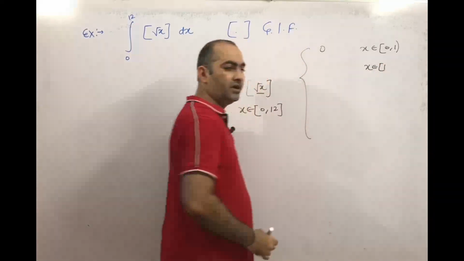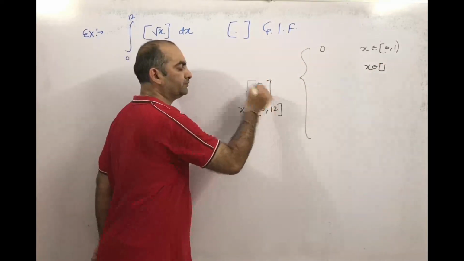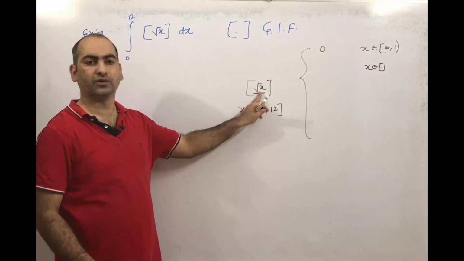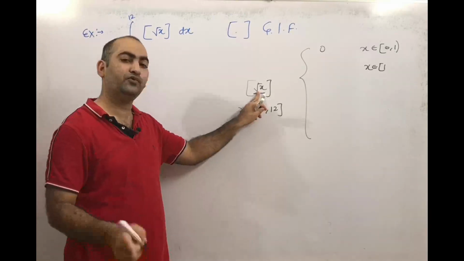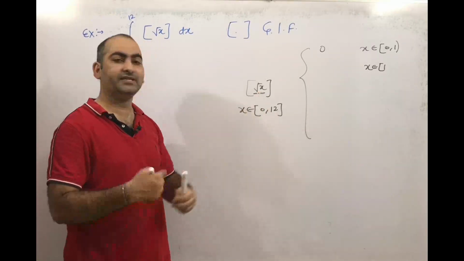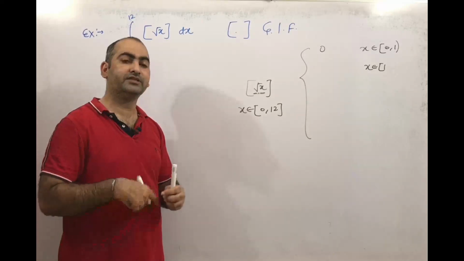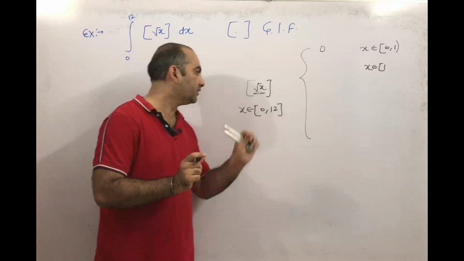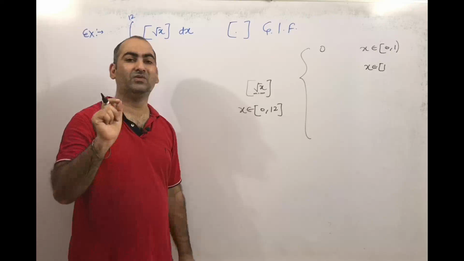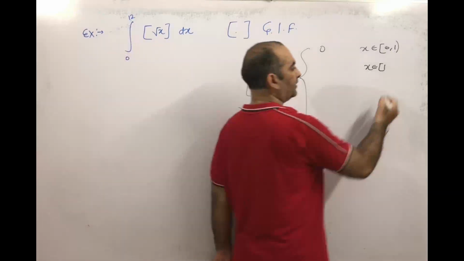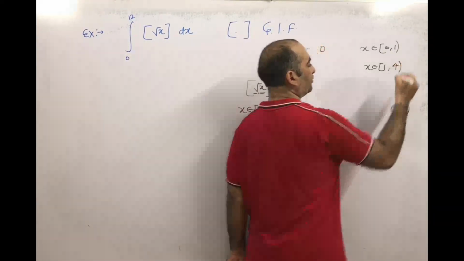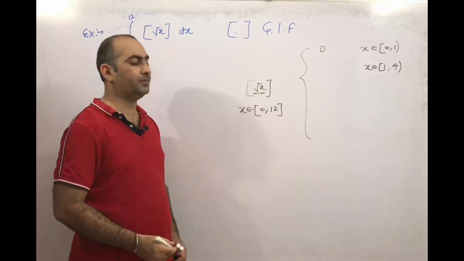When will this become 2? When x is 4. If x is 4, then root 4 is 2. So the next integer is 2, and the quantity inside becomes 2 when x is 4. So here we are taking 1 to 4, with 4 taken as open.